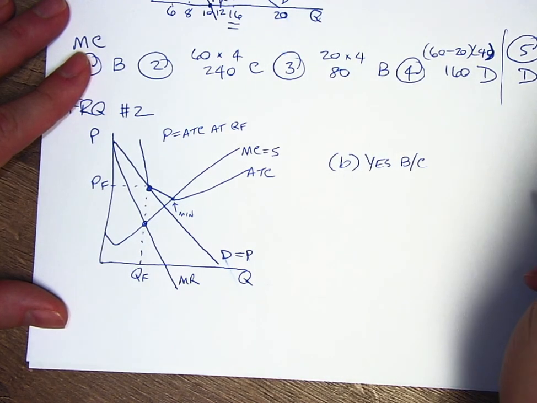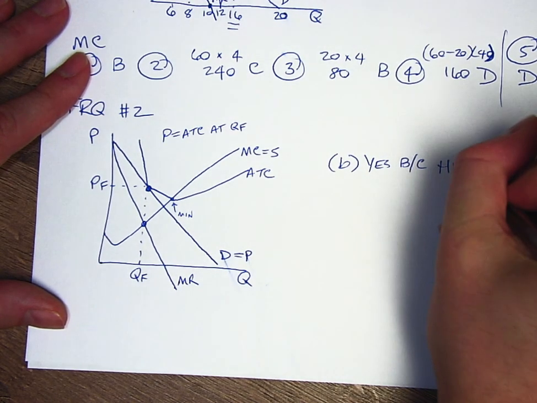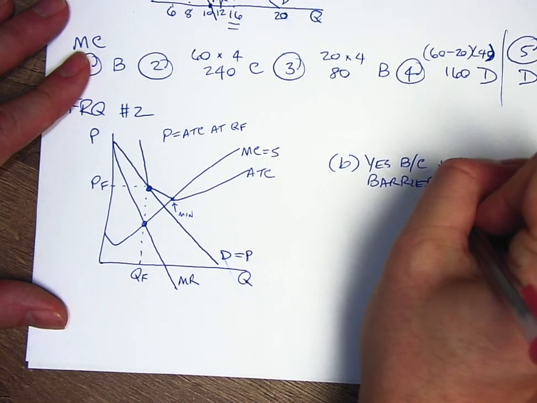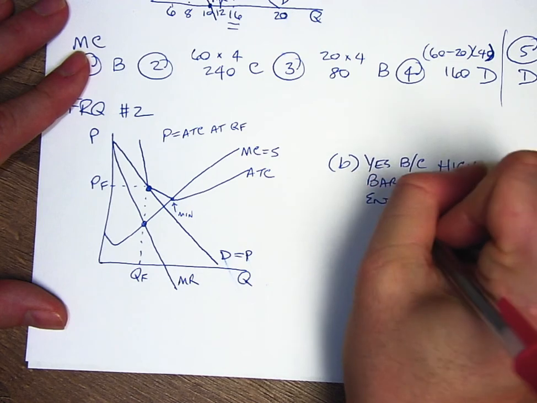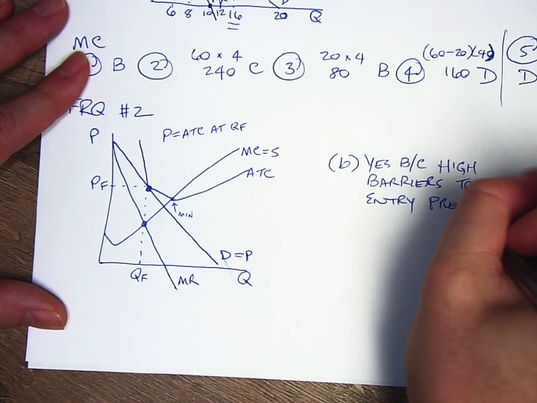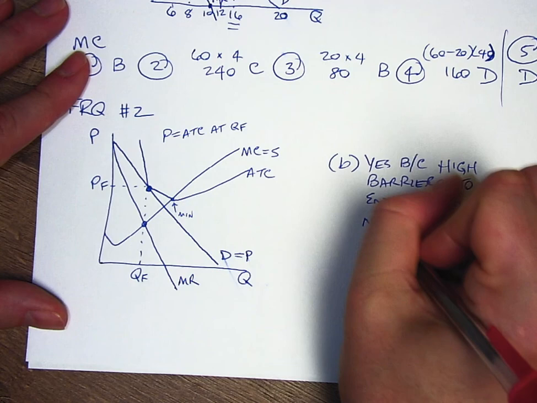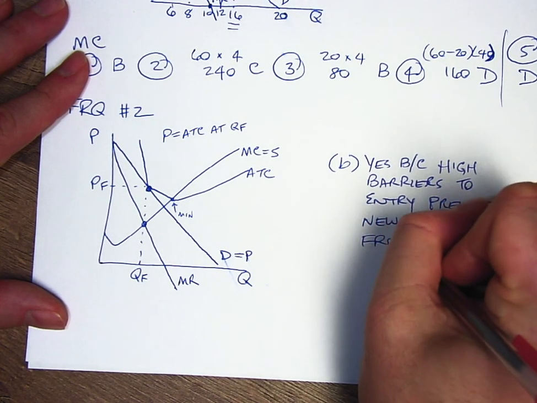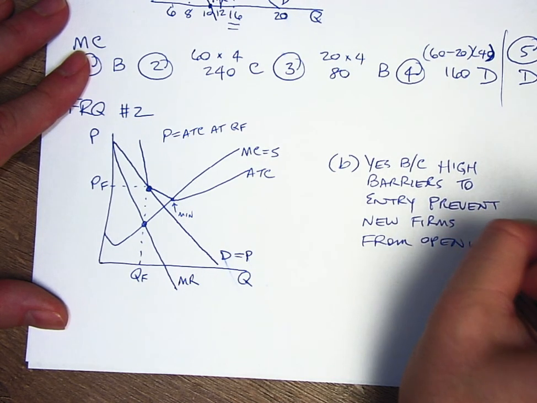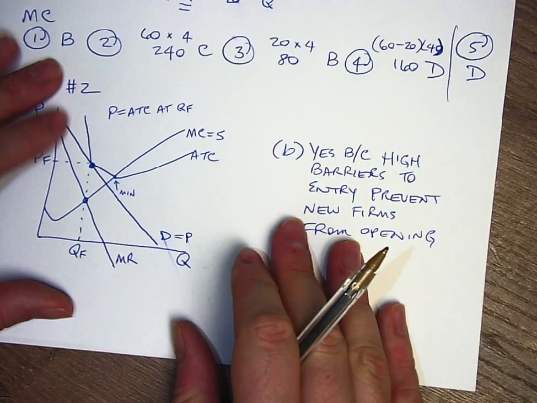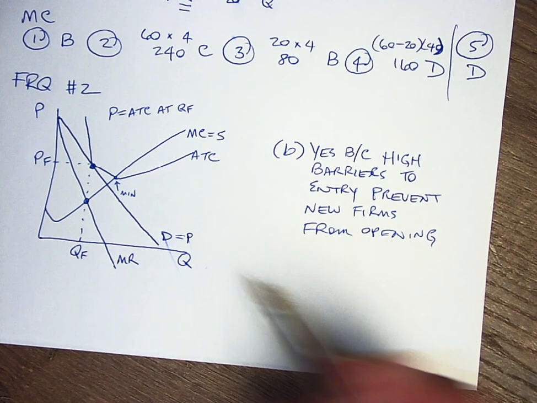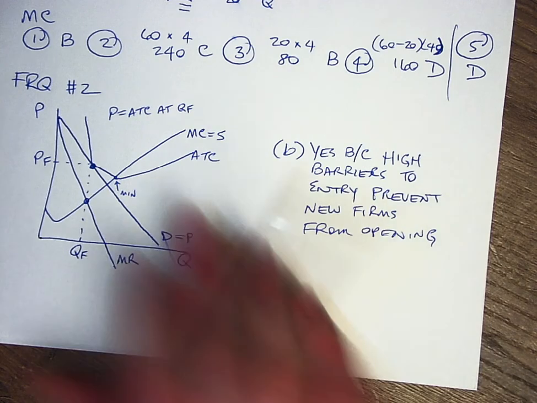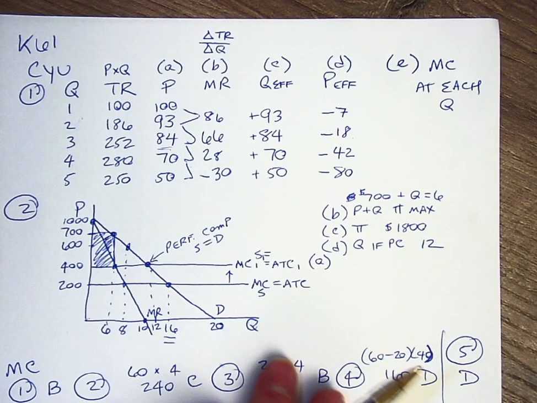Because high barriers to entry prevent new firms from opening. High barriers would prevent another firm from opening. So in perfect competition, other firms would open up, but in a monopoly, that doesn't happen. So hopefully this helped you with our questions from Module 61, and I'll see you next time.